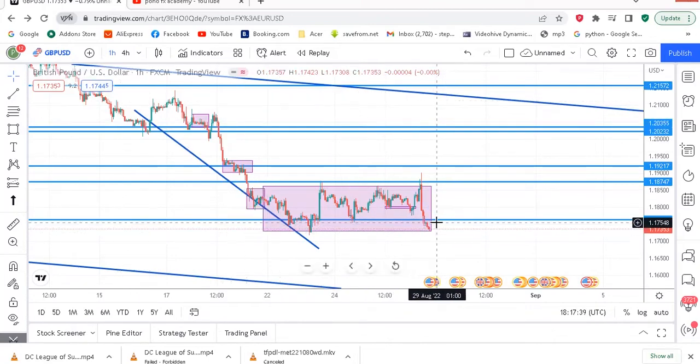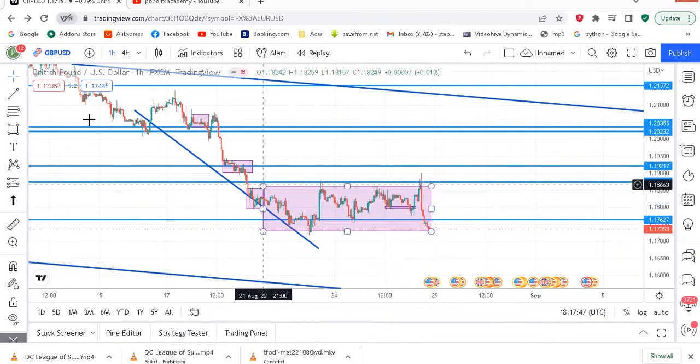So GBP USD, I'm still saying we're seeing a possible down until somewhere around this area.